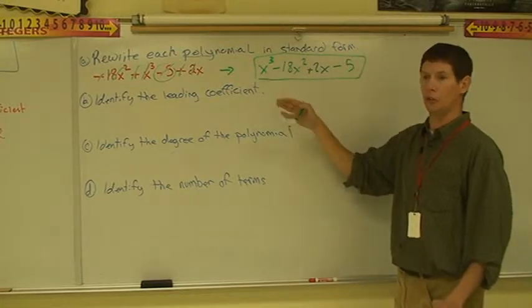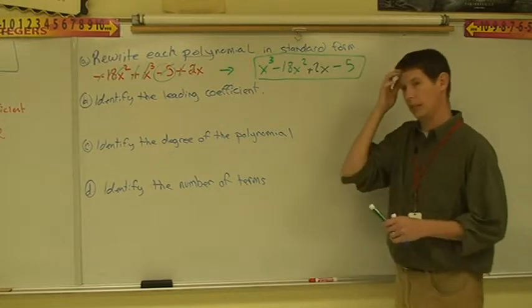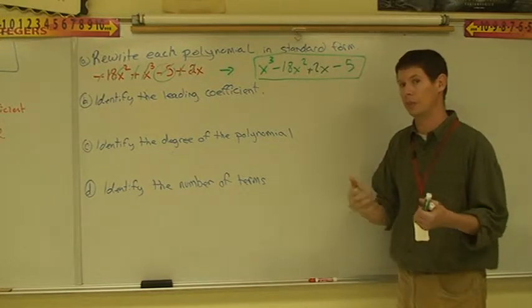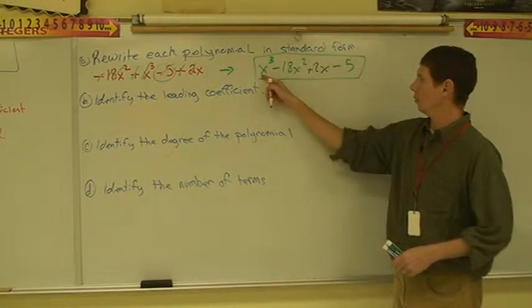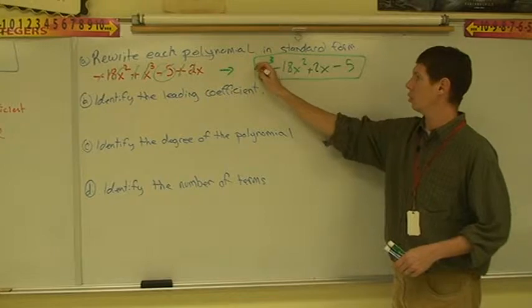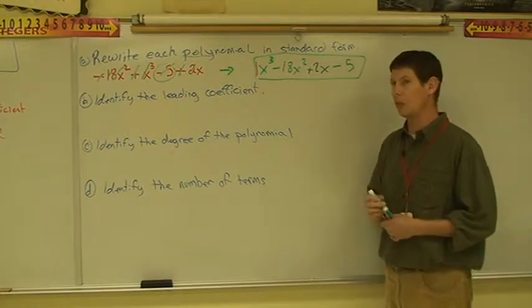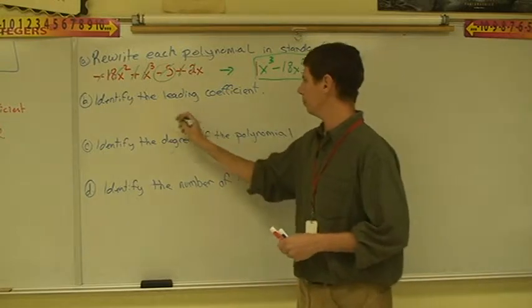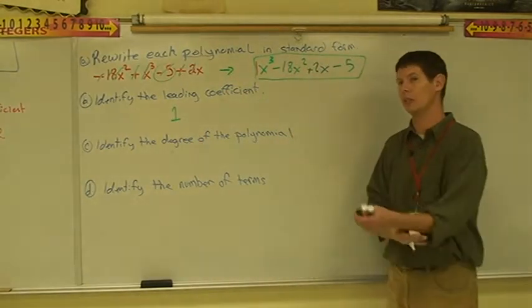Once it's in standard form, you can identify your leading coefficient. Now your leading coefficient is the coefficient that comes first in your polynomial. So when we look here, the first term is x cubed, and its coefficient is that invisible 1. So the leading coefficient for this first problem is just the 1. It's whatever that coefficient is for the first term.